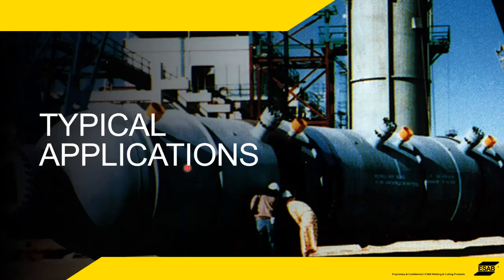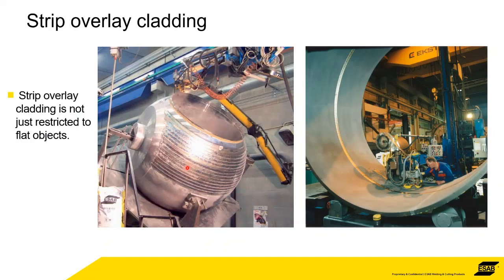Typical applications, exactly what you'd expect. All kinds of vessels. We've seen this photograph before, but that's fairly typical. I would like to stress that it's not just for the inside of round vessels or flat plates. If you can manipulate the component to be welded into a horizontal position, then you can strip weld it. So you can see this is obviously the center of an enormous ball valve, and it's been strip welded on the outside.